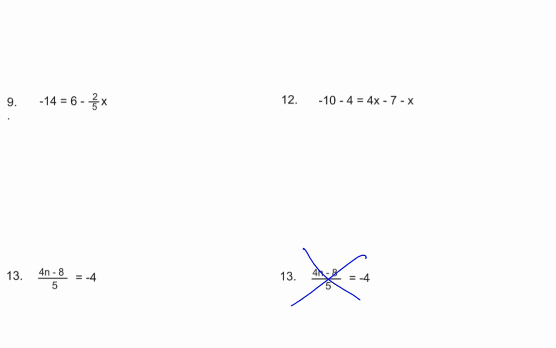All right, I want you guys to finish the back, and then we'll go over this tomorrow in class, and then take your quiz, and your test will be on Wednesday, all right? So finish the worksheet, and you are dismissed to lunch.